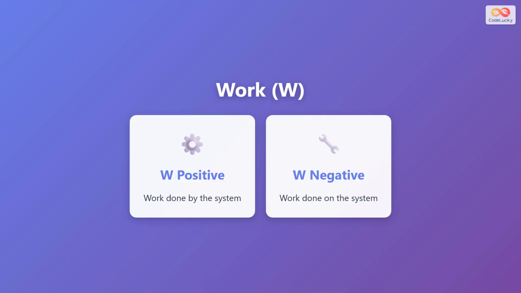Work, represented by W, is another way energy can be transferred. When W is positive, the system does work on its surroundings. For example, when gas expands in a piston, it pushes against the piston and does work. When W is negative, work is done on the system. This happens when you compress gas in a bicycle pump. You're doing work on the gas inside.